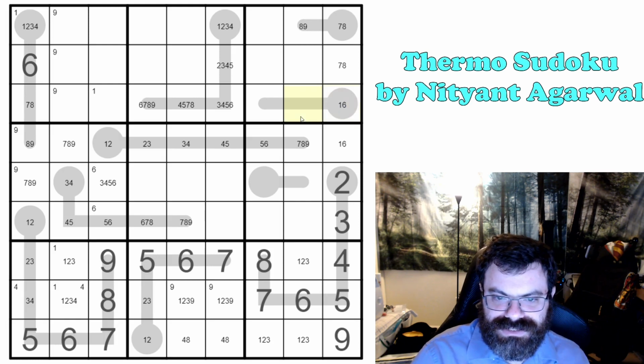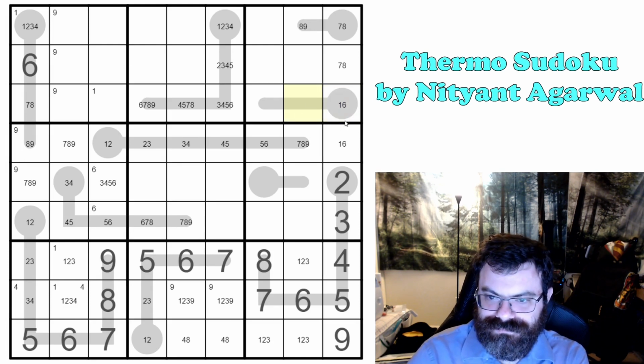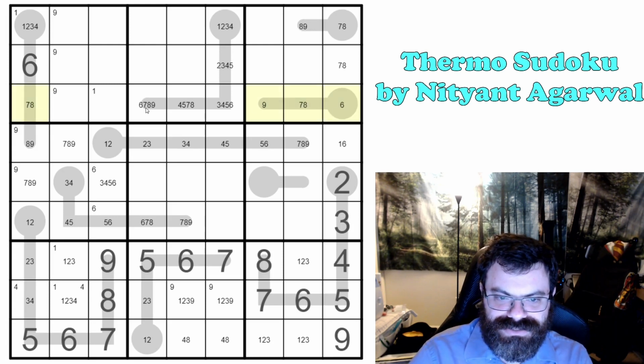If this were a 6, this would make a 7, 8 pair, and the 9 would be used. So that would leave nothing for here. Just to go over that again: if this is 6, this is 7 or 8. So this is 6, this is 7 or 8, this is 9. I now have 6, 7, 8, 9 used, so what goes here? Nothing. So this is the 1.